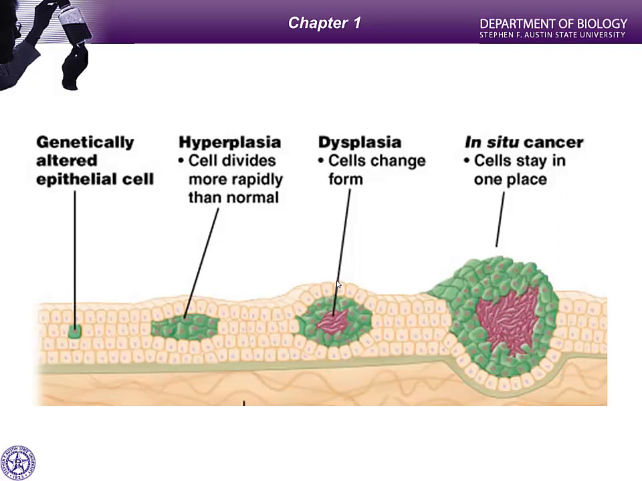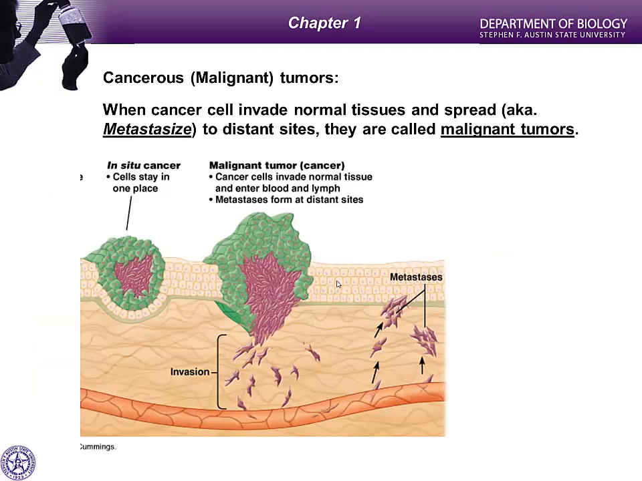Now, when we get to this last term, I don't particularly care for this all that much because it's almost like an oxymoron. In situ cancer. In situ means in place. But cancer as a term means that we have not stayed in one place, but that we have invaded throughout the body. Now, if you have a tumor that stays in one place, that's called a benign tumor. However, if you have a tumor that dysplastic cells have migrated away, we refer to this as a malignant tumor, or another name for that is cancer.